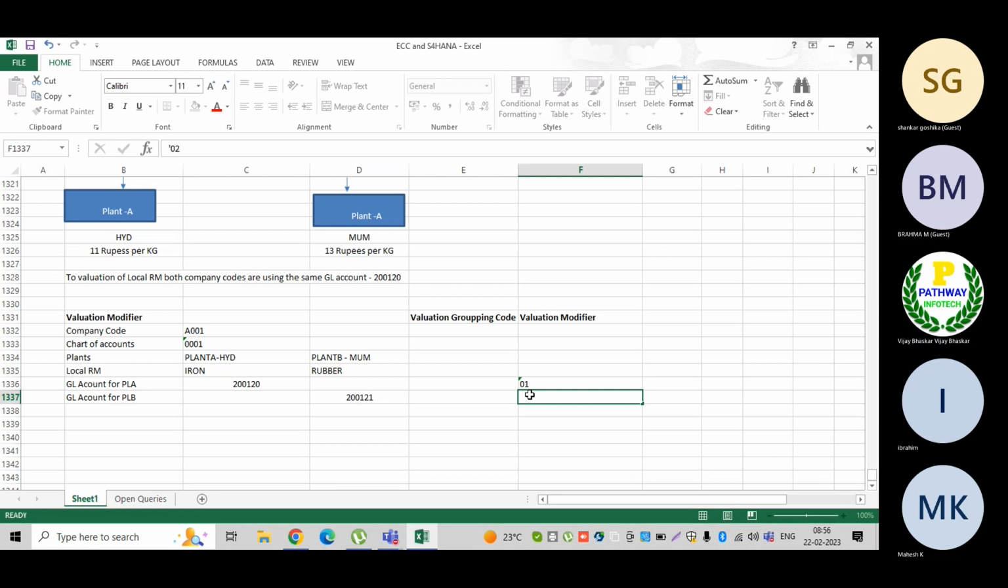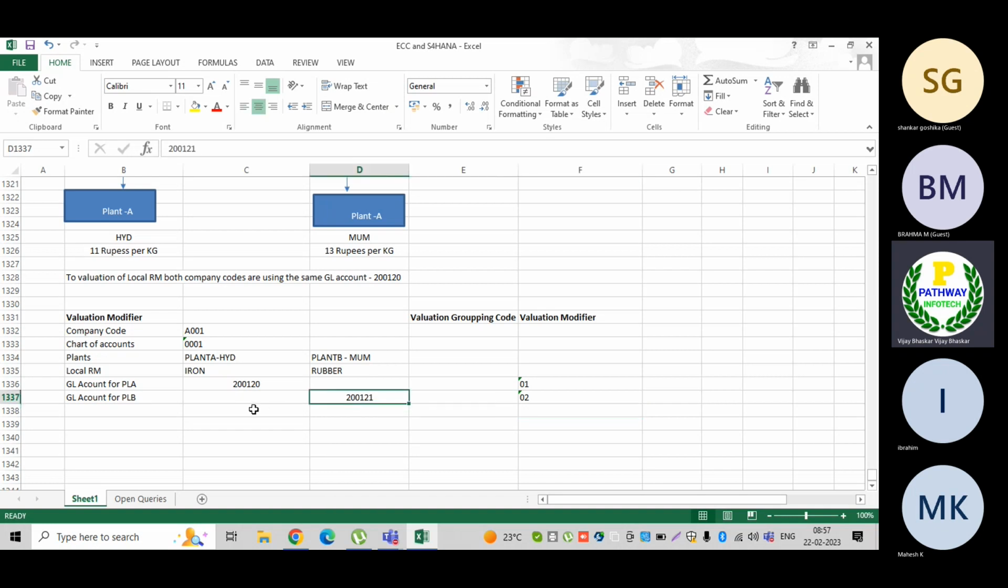So what will happen here? Individually, I want to use separate GL accounts for valuation of raw materials. In this situation, I need to have separate GL accounts for each and every plant for valuation purposes. So that is the reason the valuation modifier will come into the picture. This is a very important one.